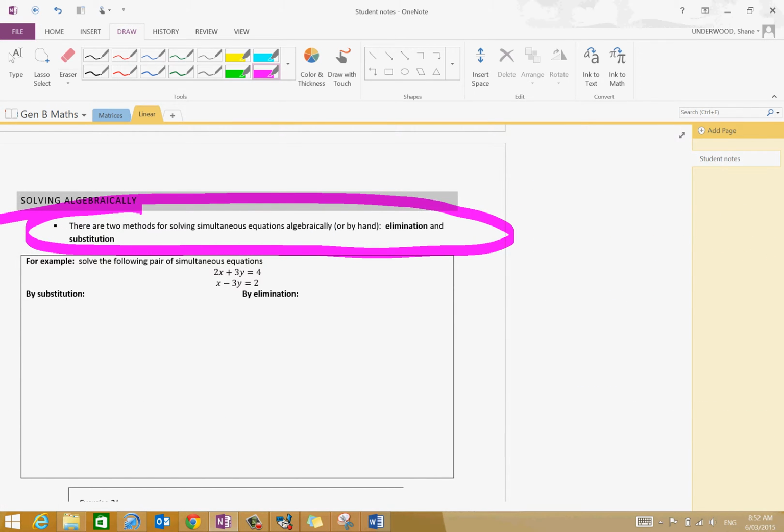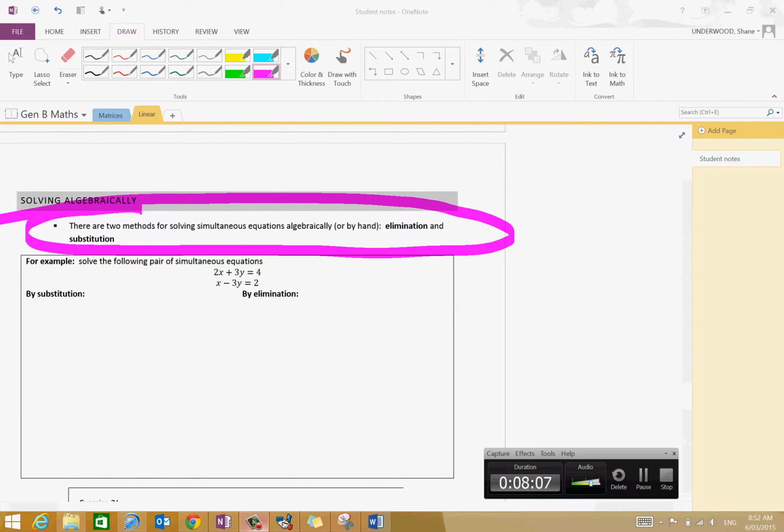I'm going to pause this video. I'm going to get you to try to solve this equation by both methods. Substitution on the left, elimination on the right. I'm going to pause the video, and if you're at home watching this on YouTube going, wow, maths is awesome, can you pause the video too and have a go at this problem?